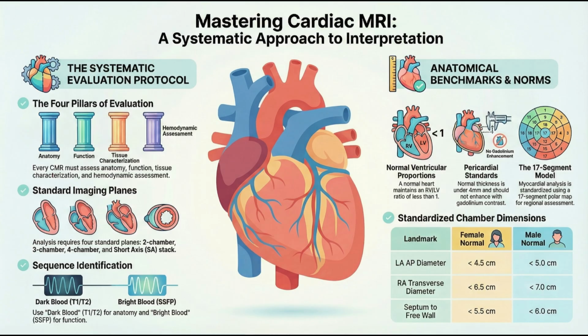But to see function, we need to see the heart moving. And to see it moving correctly, we have to solve the geometry problem. The cricket heart problem. Right. The heart just doesn't care about our body's axis. It sits at this double oblique angle in the chest. So if we just slice the patient like a loaf of bread, top to bottom, we get these weird tangential cuts that are basically useless for measuring volume. Exactly. You can't calculate an ejection fraction from some random diagonal slice.